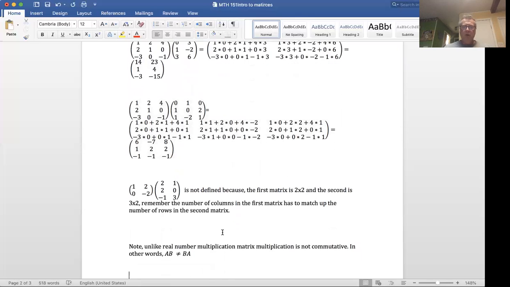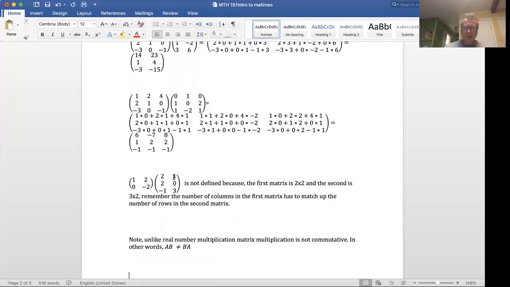We take a look at 1, 2, 0, minus 2. We're going to multiply with 2, 1, 2, 0, and minus 1, 3. So this is a 2 by 2 times a 3 by 2. That's not defined. Why? Because the number of columns in the first matrix doesn't match the number of rows in the second matrix. Let's take a look at why that doesn't work.